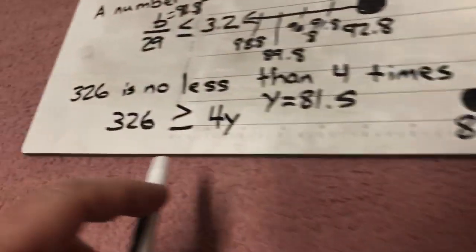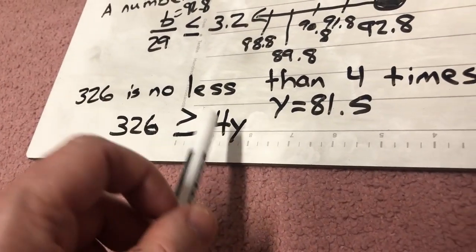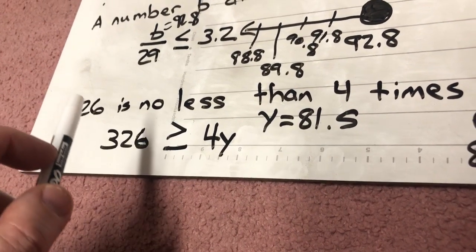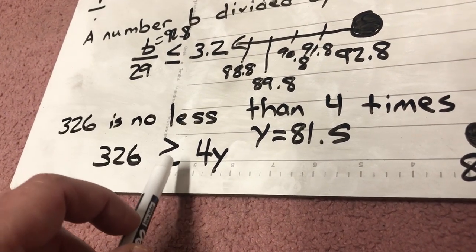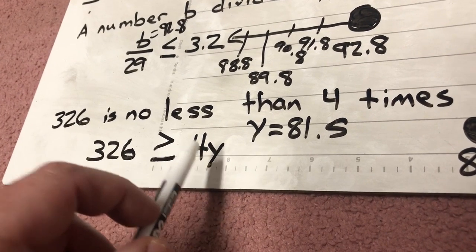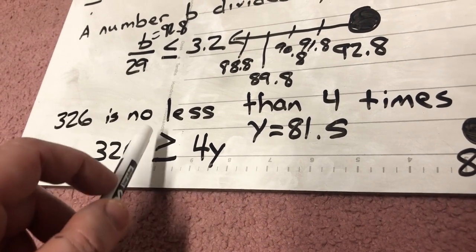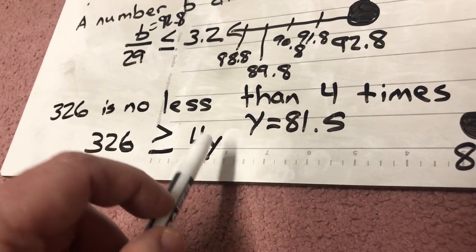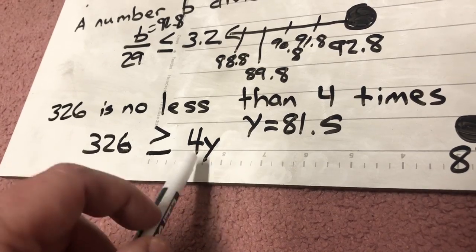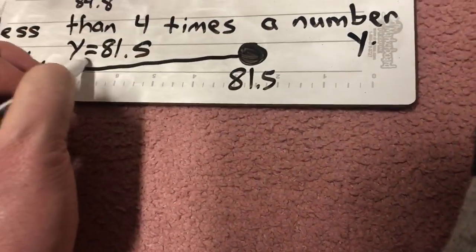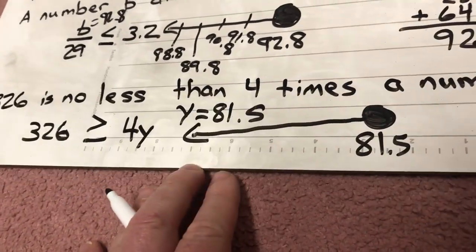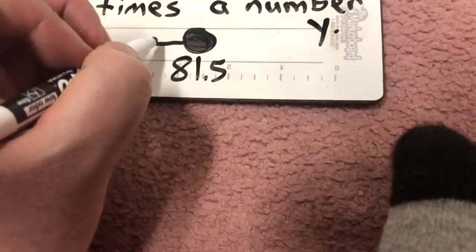Now, don't get confused because the 4y is on this side. Most of the time we put the variable over here. Don't let that confuse you, okay? 4y is on the smaller side of the inequality because the arrow is pointing to it. The mouth is closed, so this is the smaller side. So even though it's on the right side of the inequality, my number line actually will need to go left because it's on the smaller side of the inequality, which means I'm going to have 81.5.